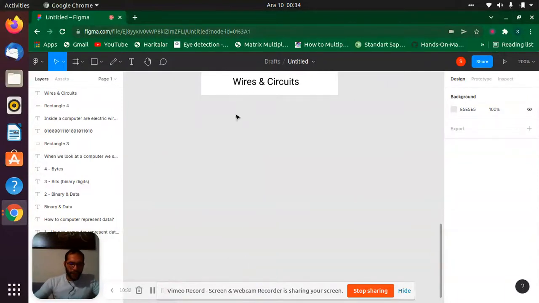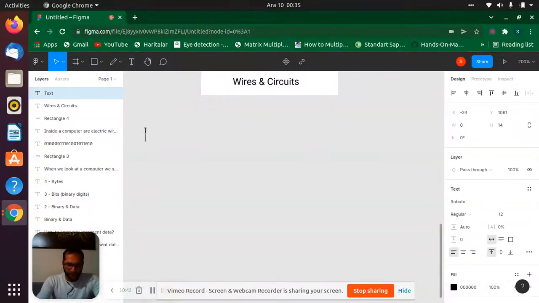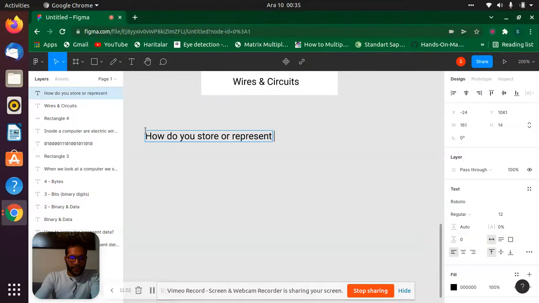Now I will say, how do you store or represent information using electricity? Just write, you can write here. Just write, okay? Don't worry about it. You can write all the time. The writing is very nice, very good to understand things, to memorize things, okay? How do you store or represent information using electricity? This is a good question.